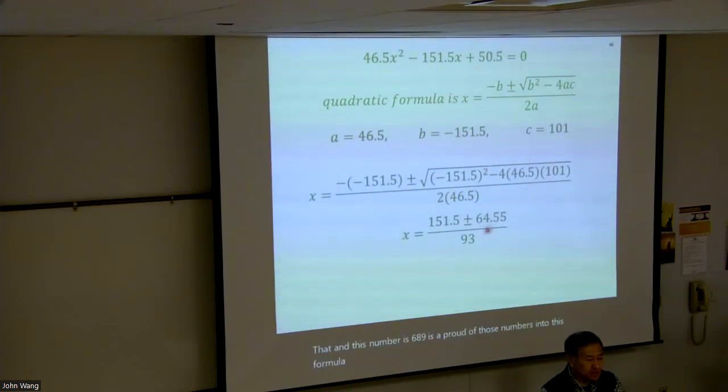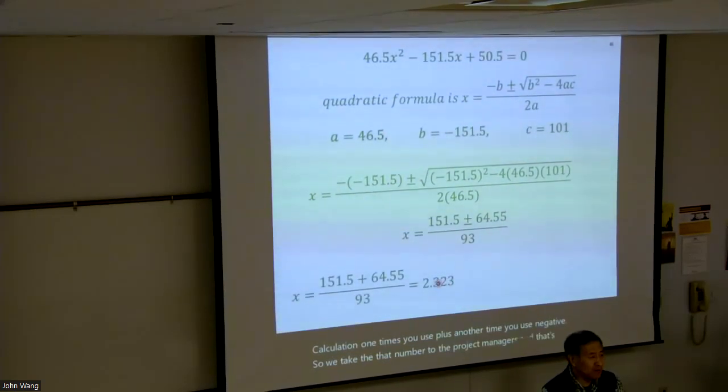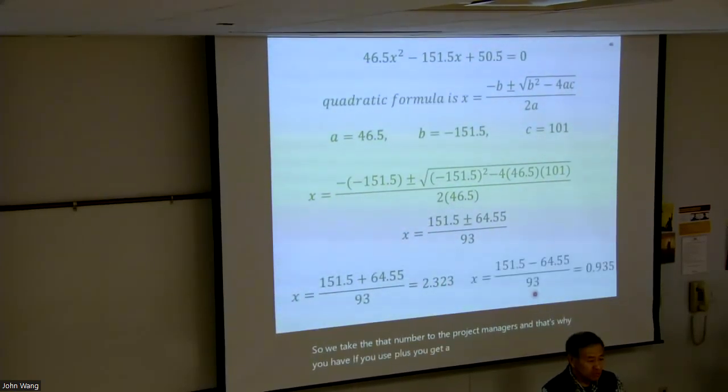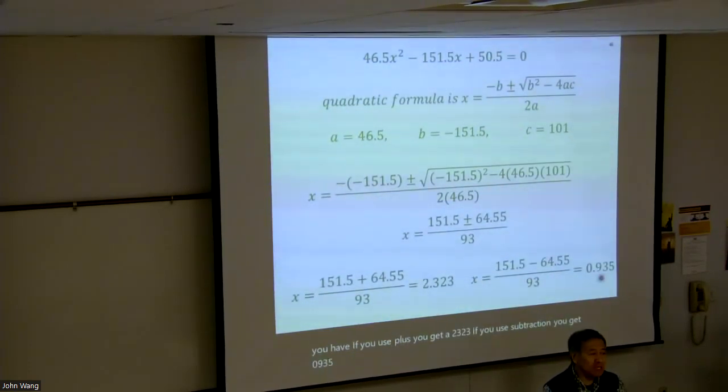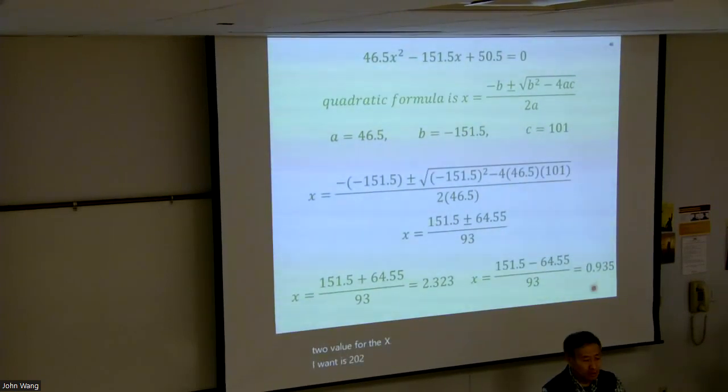Then you put in the values, negative b plus or minus. You have two solutions, one time plus, another time minus. If you use plus, you get 2.3. If you use subtraction, you get 0.95. That's why at the beginning of this problem, I told you there are two values for x. One is 2.3, the other is 0.95.